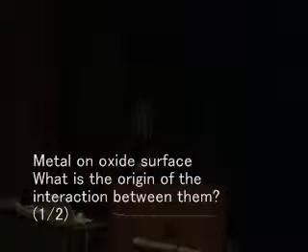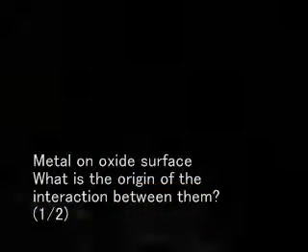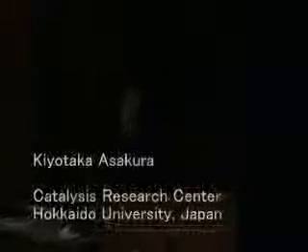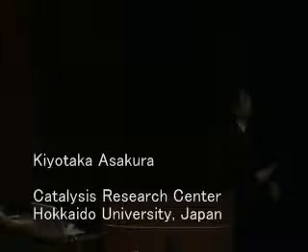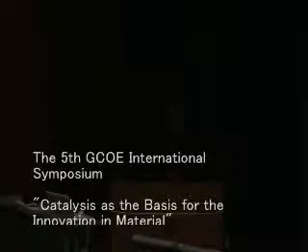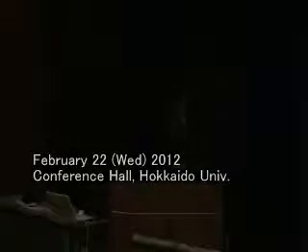Thank you, Chairman. So today I'd like to talk about the metal support interaction. That is an important interaction in the supported catalyst. So metal and oxide, there are many examples of metal supported on oxide. For example, the metal oxide semiconductor, and of course catalyst. This is the gold on oxide catalyst. It's a very important and famous catalyst of Professor Haruta.